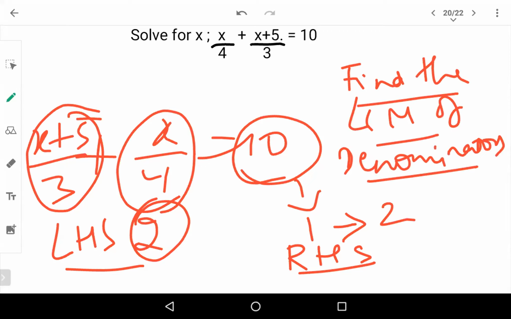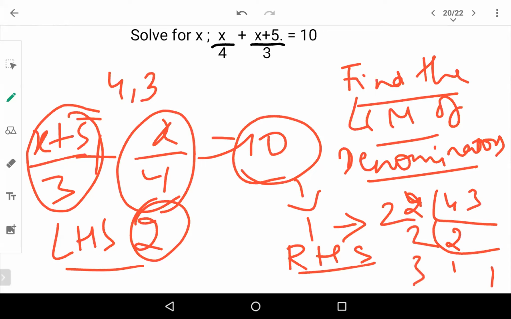Now in this problem, what are the denominators? 4 and 3. For this 4 and 3, we'll find the LCM, and that common number we are going to consider here. LCM is 12. People have found. So you have used 4 and 3: 4 3s are 12. People also found x is equal to 100 by 7.